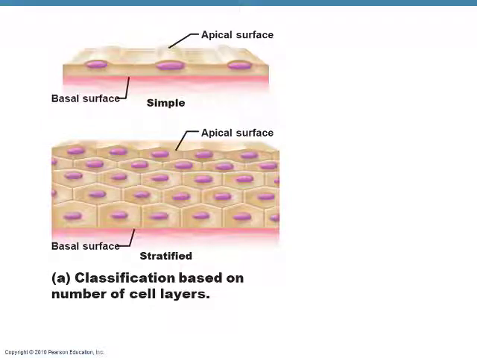Now, if you see that the cells have formed a single layer, only one layer, for example, this is one layer of columnar, that is called simple. Simple means single layer. So this is simple columnar. This is one layer of cuboidal, so this is simple cuboidal. This is simple squamous. Okay. Make sense? So if you see one layer, that is simple. But if you see more than one layer, that is called stratified.